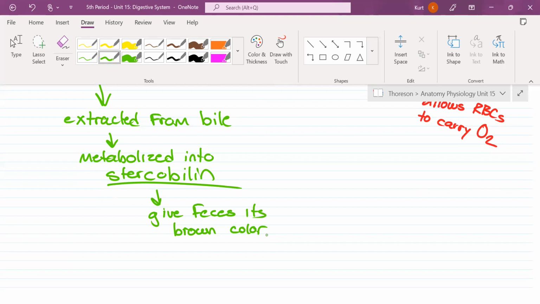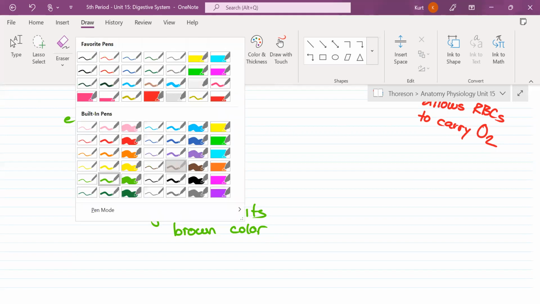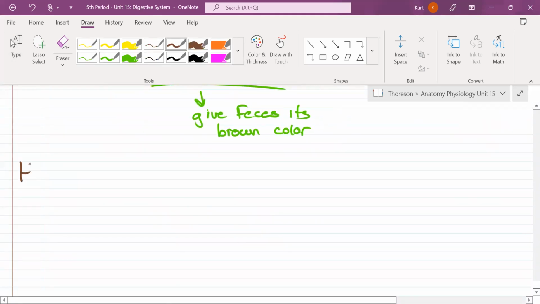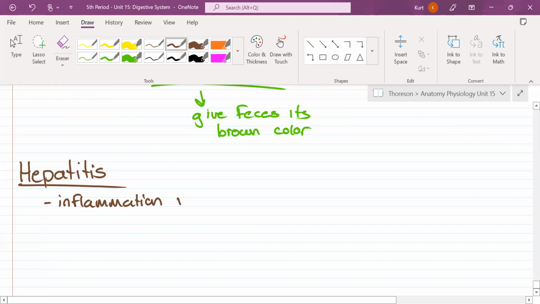Okay, we have 3 minutes. Last thing for today, I promise. Hepatitis. Don't ever get it. What does hepatitis literally mean? Inflammation of the liver. Itis means inflammation, and then you have to look at the prefix, inflammation of the liver.